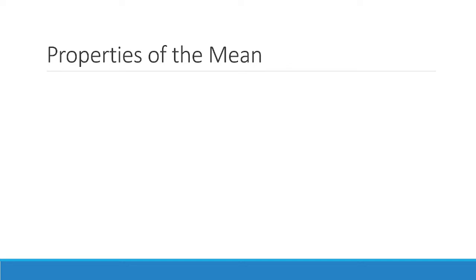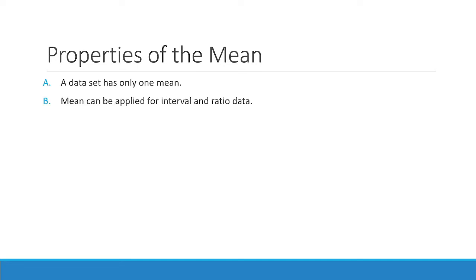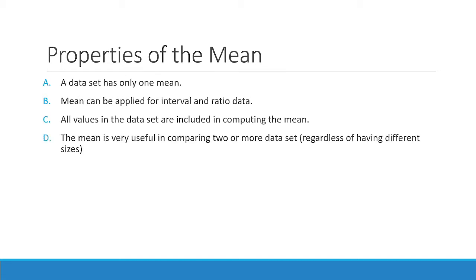Daming beses kong sinabi yung first, but anyway, these are the properties of the mean. So first, property of the mean is a data set has only one mean, meaning for each data set, the mean is unique. Mean can be applied in interval and ratio data, as we said earlier. All values in the data set are included in computing the mean, just like we said earlier. And the mean is very useful in comparing two or more data sets, regardless of having different sizes.